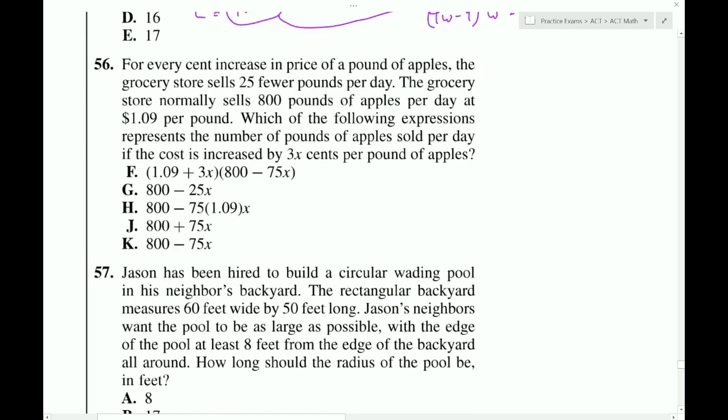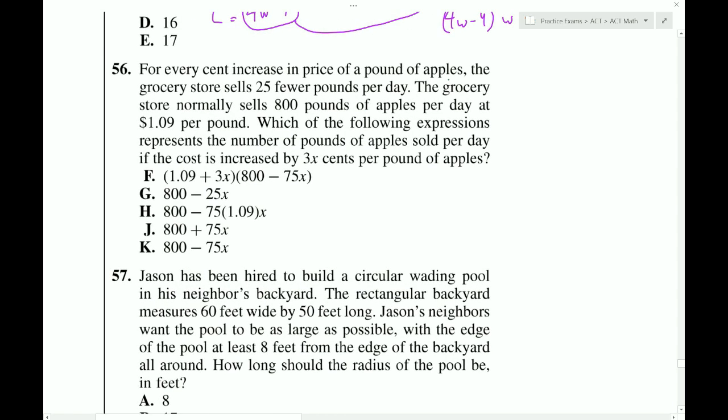For every cent increase in the price of a pound of apples, the grocery store sells 25 fewer pounds per day. Okay, so right away you could tell this one's going to be tricky. The grocery store normally sells 800 pounds of apples per day at $1.09 a pound. Which of the following expressions represents the number of pounds sold per day if the cost is increased by 3x cents per pound of apples? Okay.